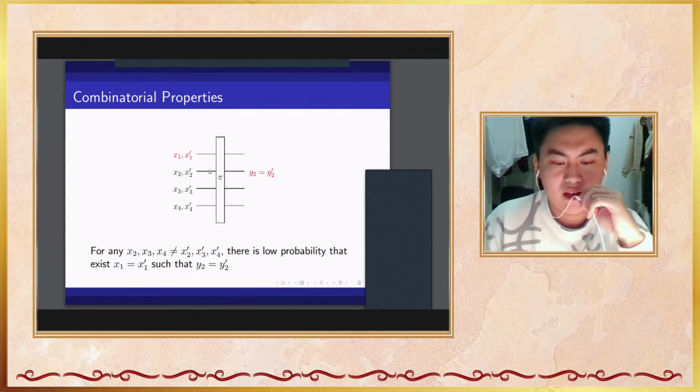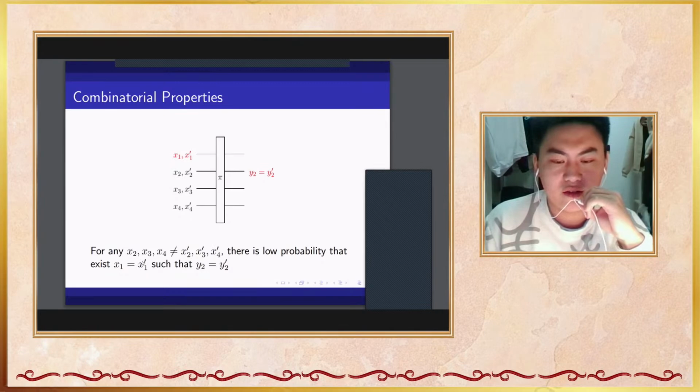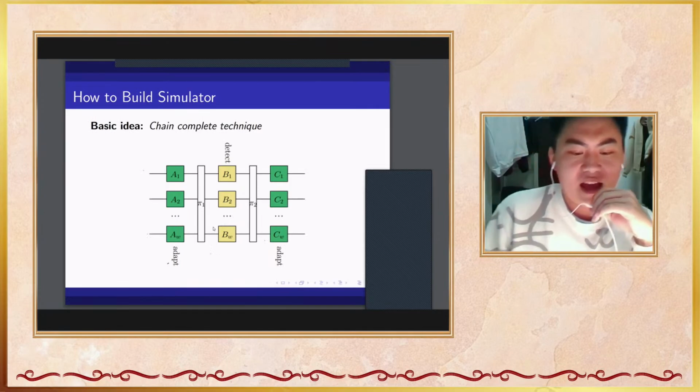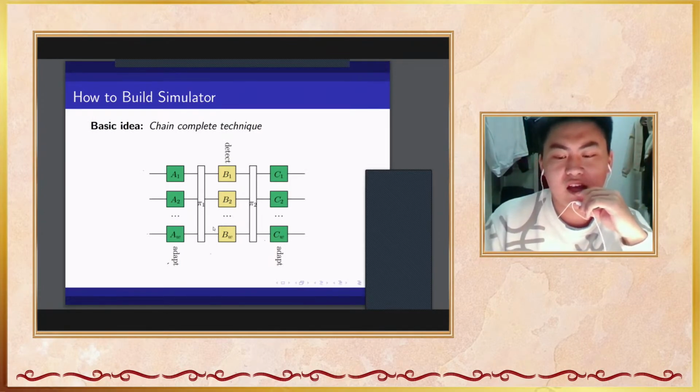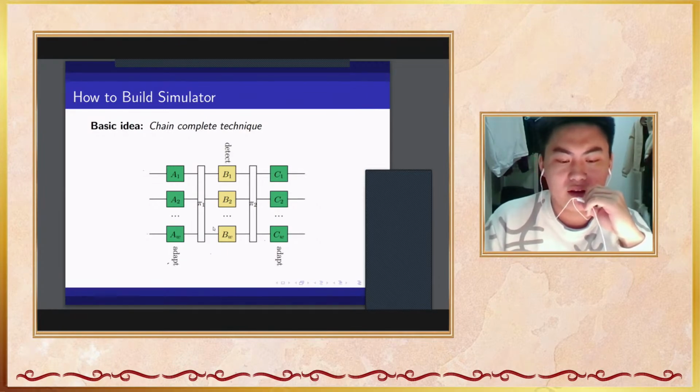Here is another property. X2 prime, X3 prime, and X4 prime are other inputs. For any X2, X3, X4 not equal to X2 prime, X3 prime, X4 prime, there is a low probability that there exist X1 and X1 prime such that Y2 is equal to Y2 star. An important point is how to build the simulator. We use the chain completion technique. It requires the simulator to detect partial computation chains formed by the queries of the distinguisher and complete the chains in advance. The simulator is then ready to answer queries in the future.